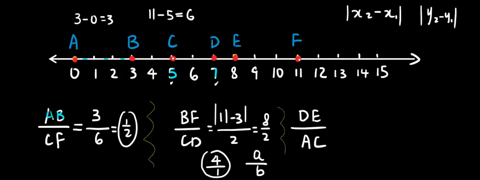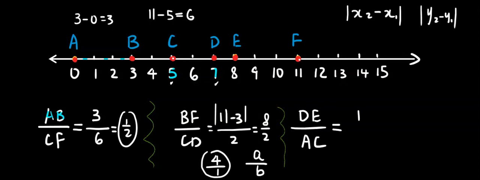We finished the second one. Let's look at the last one. Pause this video if you want to try it all by yourself. Last one is DE. D is 7, E is 8. So this one is really simple. It's just one step, 1 unit.